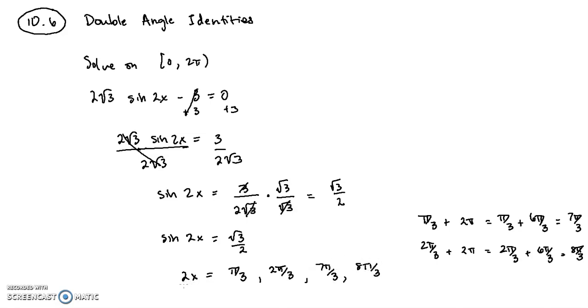Okay, now when we divide everything by 2, that's the same as multiplying by 1/2. So I'm going to multiply by 1/2 because that makes our lives easier here than trying to do fraction over a number. Okay, so that's going to give us pi over 6. This is going to give us 2 pi over 6, which is pi over 3. This is going to give us 7 pi over 6. And this is going to give us 8 pi over 6, which is 4 pi over 3.